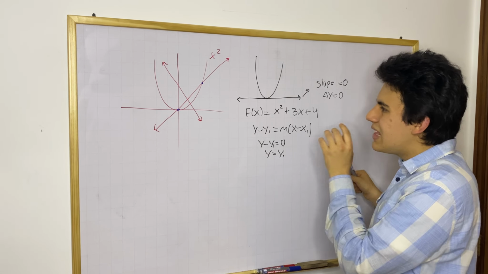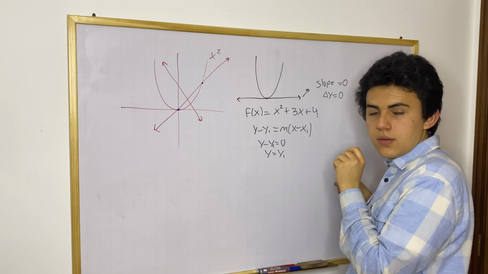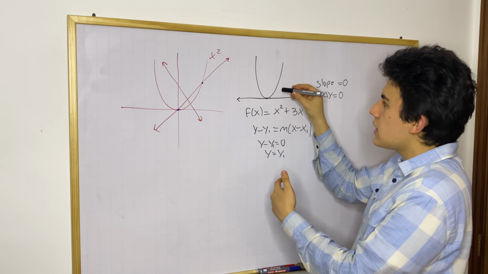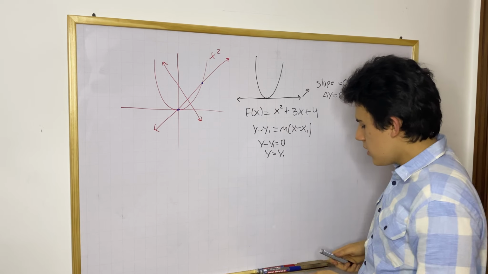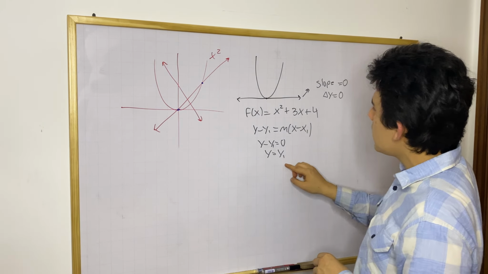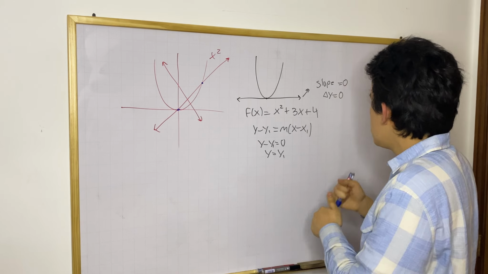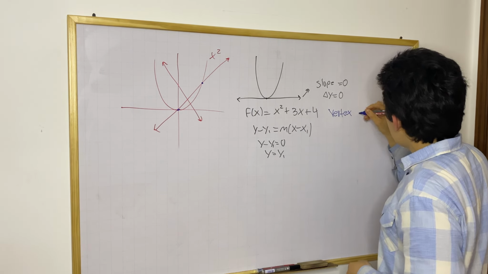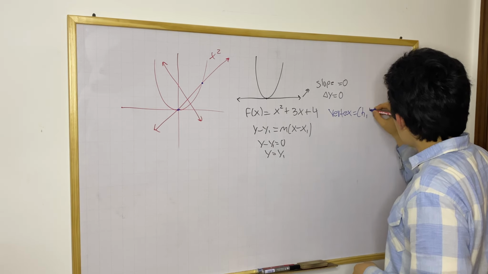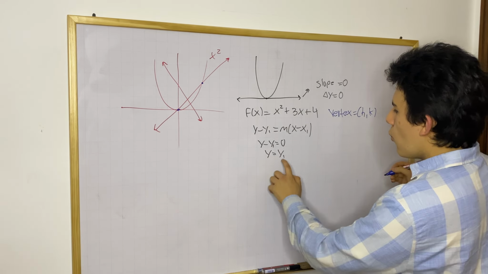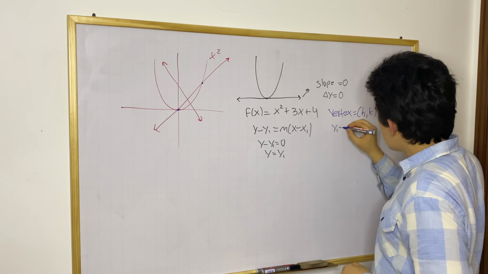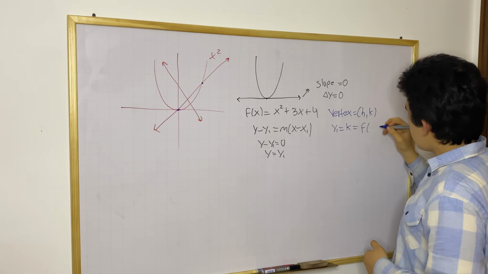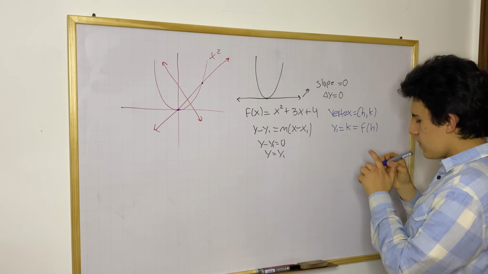y1 is going to be the y coordinate of the vertex, okay? We need to find the height, or how many units we shifted this parabola up or down. And how can we do that? Well, we need to evaluate the function. If we say that the vertex has coordinates (h, k), then y1 is going to be equal to k, which is the same as the function evaluated at h, okay?